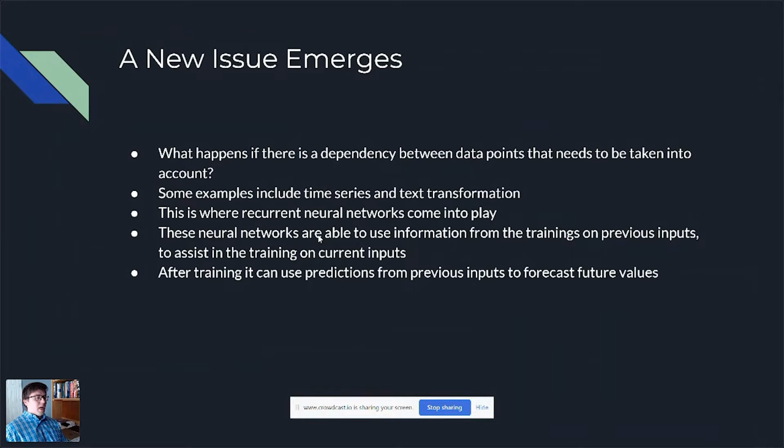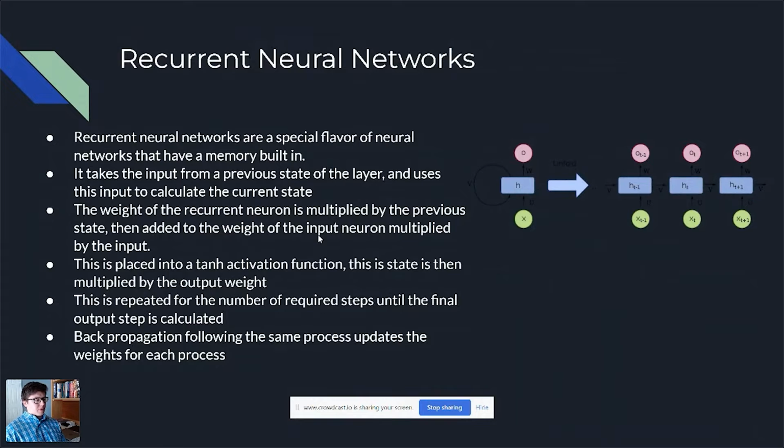So what happens when there is a dependency between different inputs? You can think of some examples like time series or text transformations. And what can we do to essentially adjust our neural network architecture to account for these scenarios? Well, this is where recurrent neural networks come in.